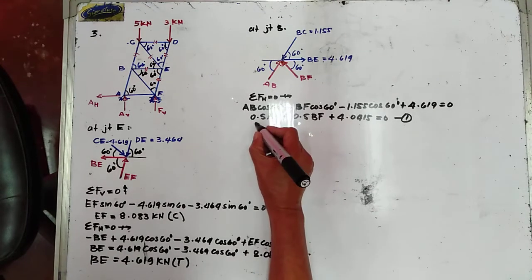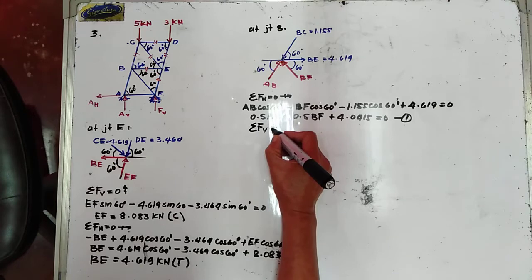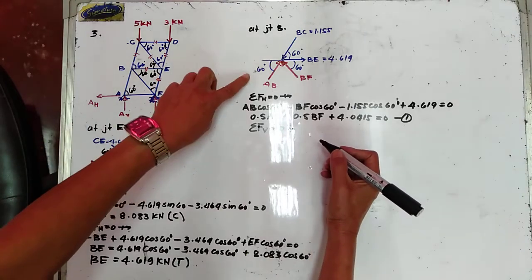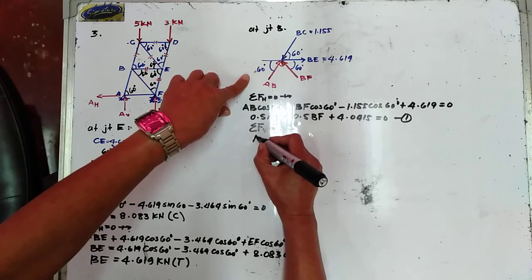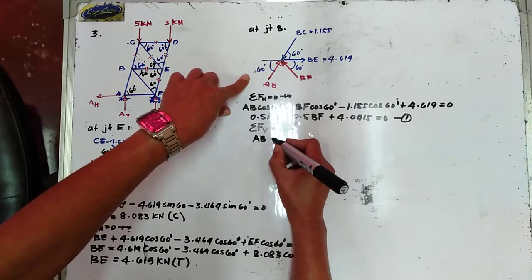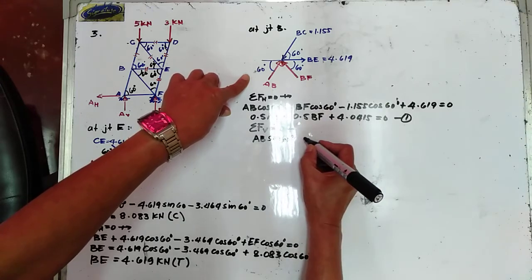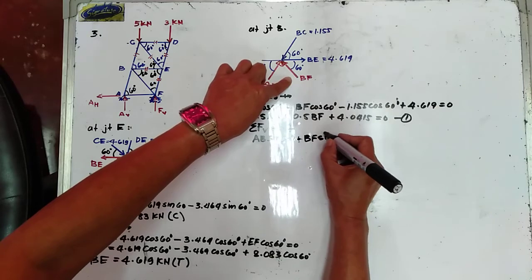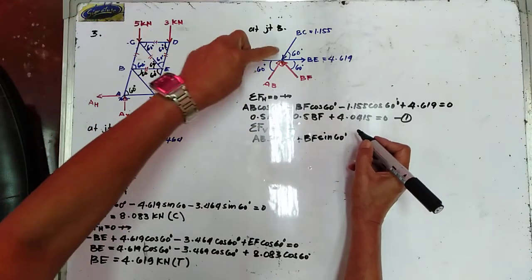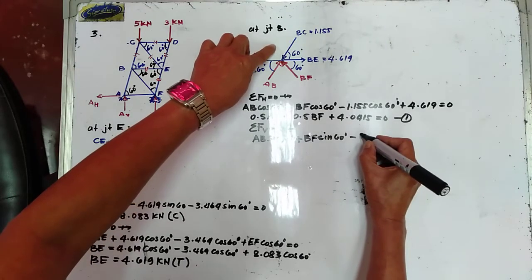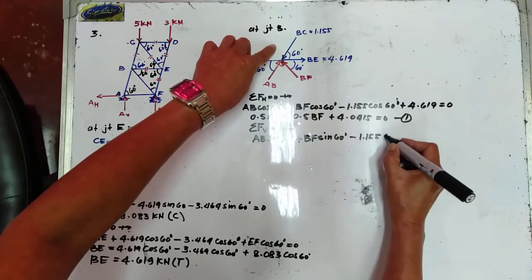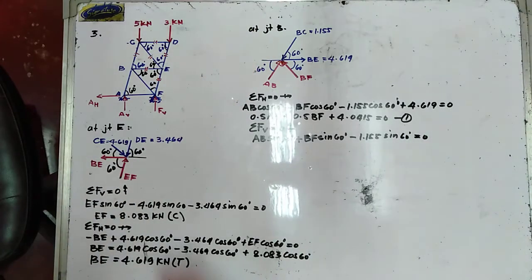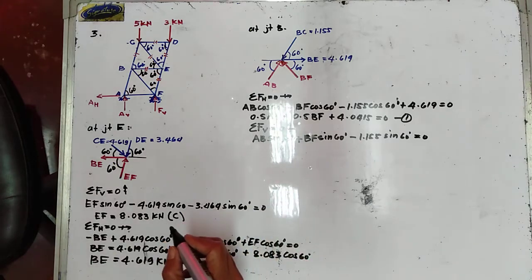Next, summation of forces vertical is equal to 0, upward forces positive. The vertical component of AB is positive AB multiplied by sine of 60 degrees, plus the vertical component of BF, which is BF sine of 60 degrees, minus the vertical component of BC, which is 1.155 sine of 60 degrees, and that is equal to 0.